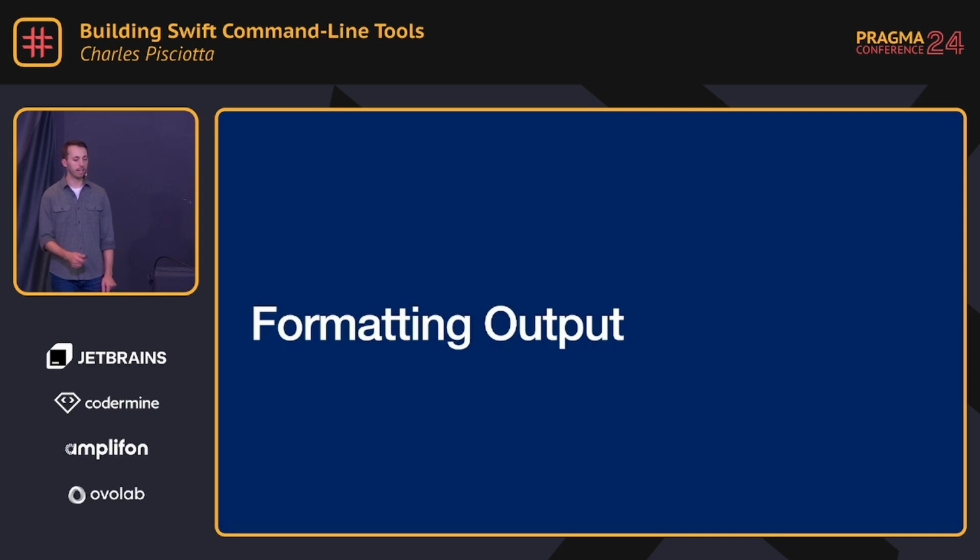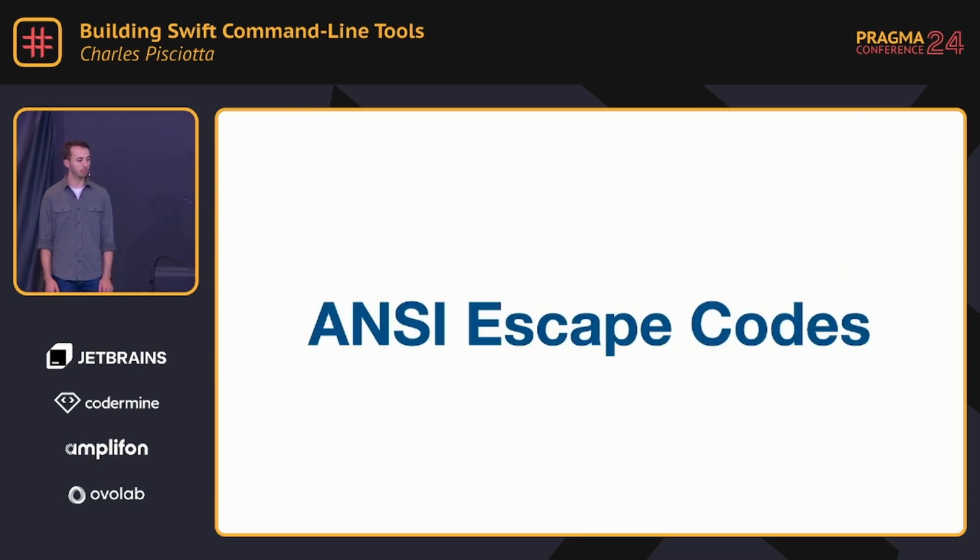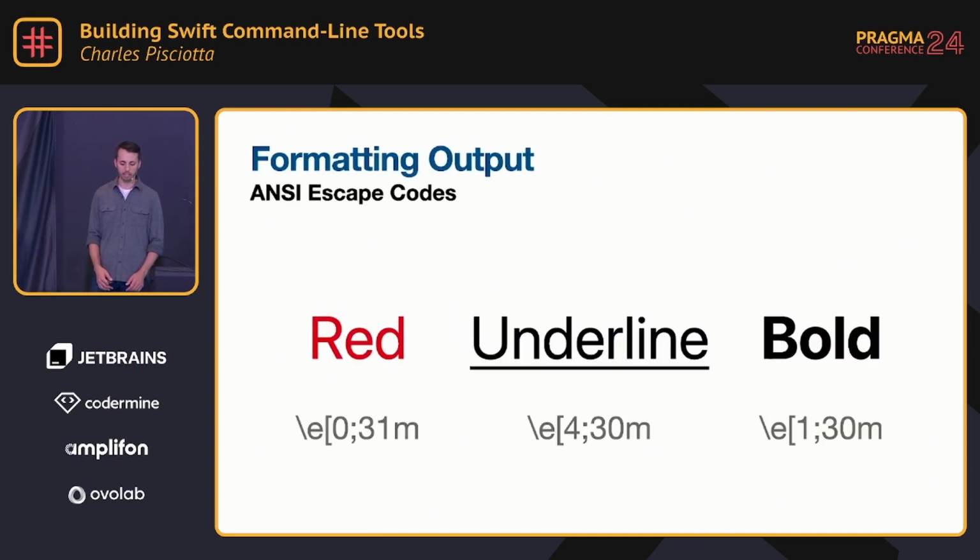Now, as we're actually outputting messages to our users in the console, we might want to give them something a little bit more readable. And we can do that with ANSI escape codes. I won't go too much into details what they are, but they allow you to actually style the output of your strings. And so in these 3 examples, you can see how we've changed strings to a different color, added an underline, or made them bold.